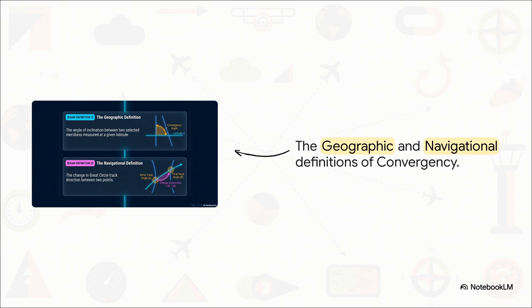Because meridians meet at the poles and bulge out at the equator, this angle obviously changes. Then we have the navigational definition, which is simply the change in a great circle track direction between 2 points. Listen closely. Both are completely correct, and you absolutely need to know both.